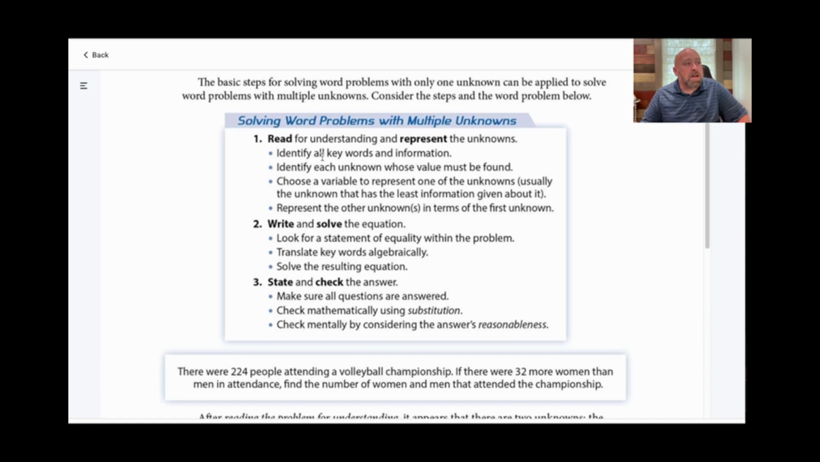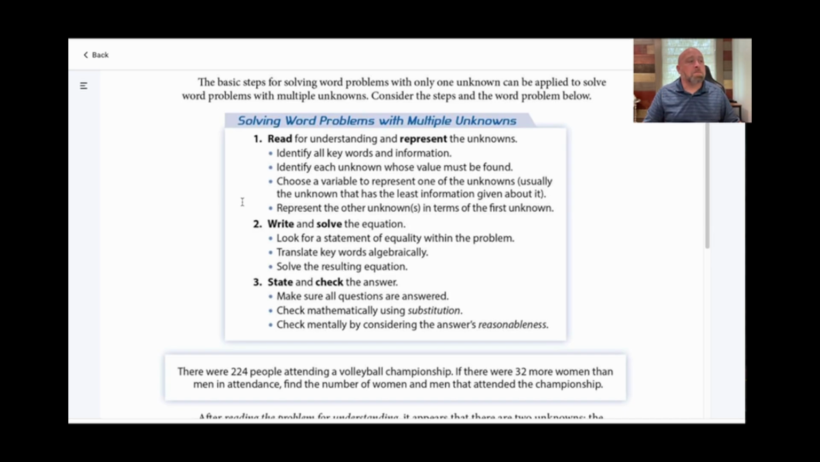Notice it says identify all keywords and information. And then it says identify each unknown whose value must be found. Choose a variable to represent. Usually the unknown has at least information given about it. So again, we talked about that. The one you don't know anything about, that's going to be the X, or the N, or whatever variable you pick. Represent the other unknowns in terms of the first unknown. So that's where we were getting the N plus 3, or the A plus 8, or C minus 4, whatever it was.